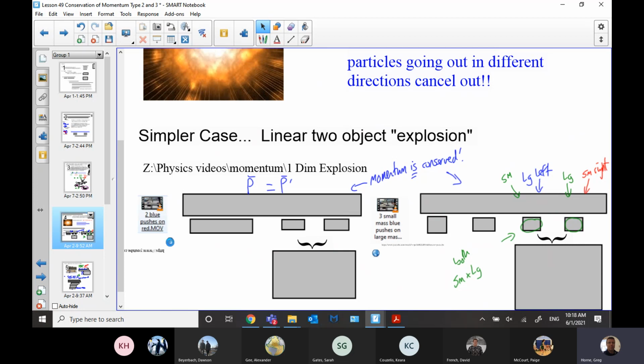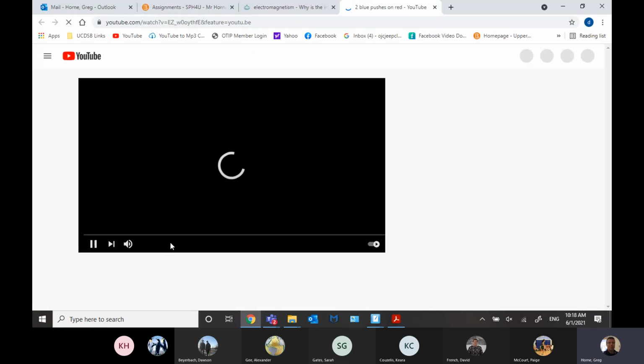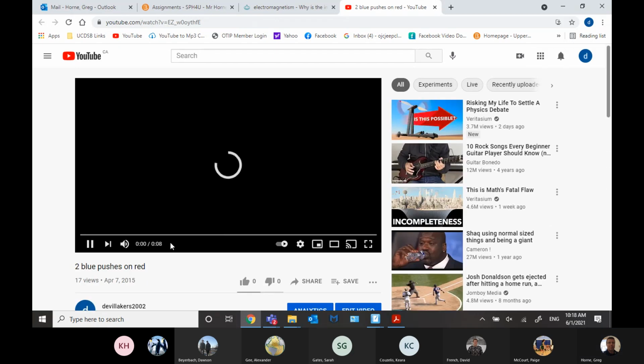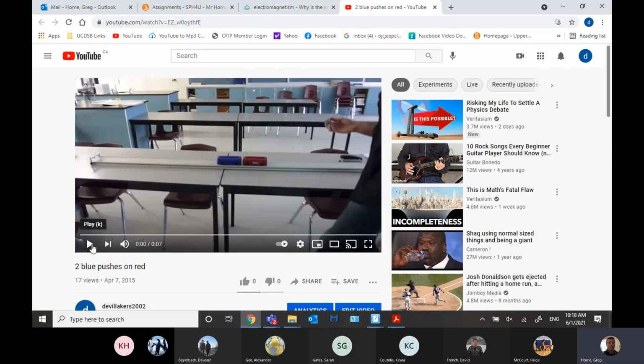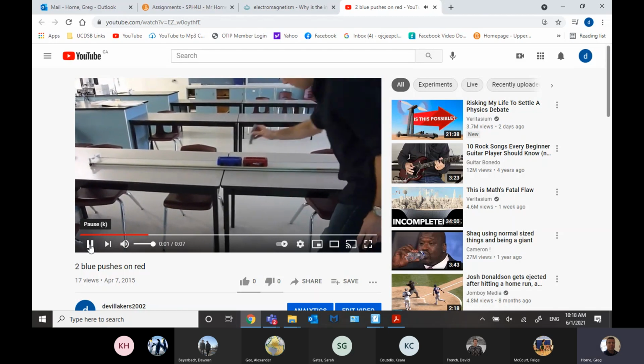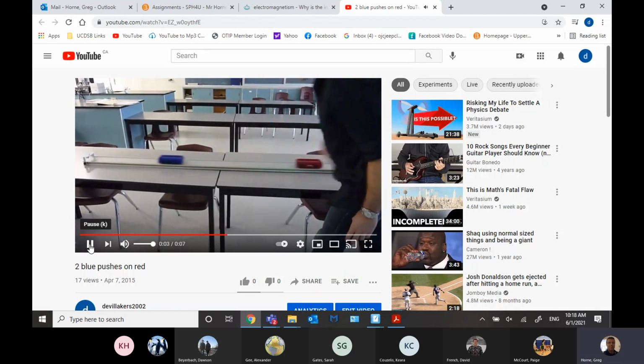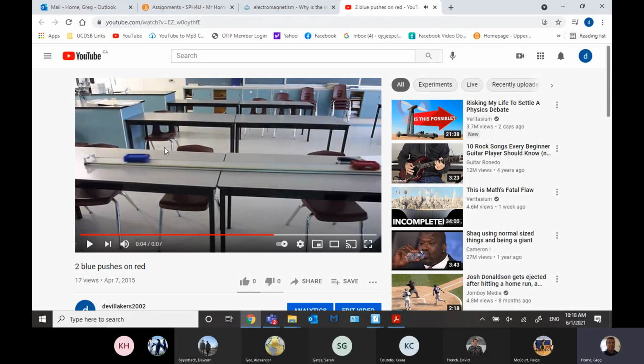So let me just play that little video. My YouTube video should still work here. So we're calling this one the blue one pushes on the red one. I'm going to be releasing the blue cart's spring. So the blue one's going to push on the red one, I believe, on the second try there. So visualize that as the blue one pushed on the red one because the blue one's spring is the one that launched out, right?